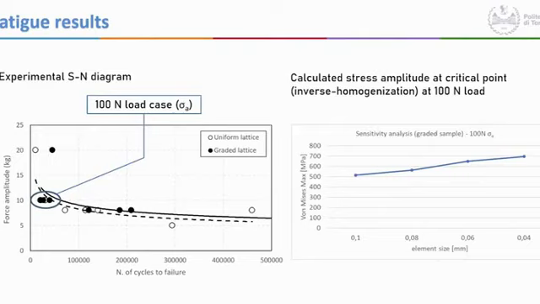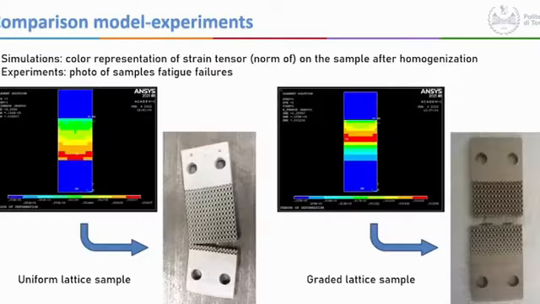Just to see what happens with our samples, here on the left we have an SN diagram where we reported some few experimental results of fatigue failures of graded and uniform lattices. Then we applied this method only at the level of 100 Newton in this case. On the right side, we have the sensitivity analysis of the simulation corresponding to the most loaded point of the critical cell, and we estimated the equivalent stress applied at that point. From the qualitative point of view, the method is able to predict, quite precisely, the location of the expected fatigue failure for the 2 different geometries.